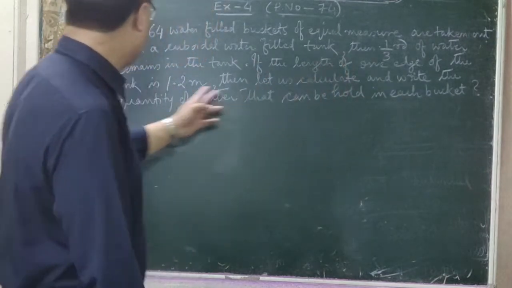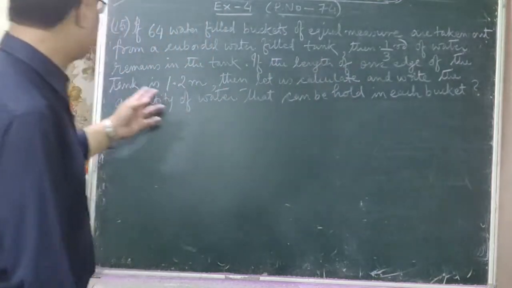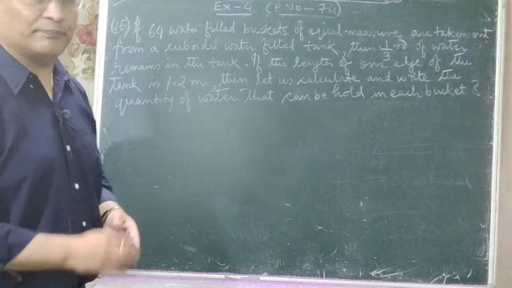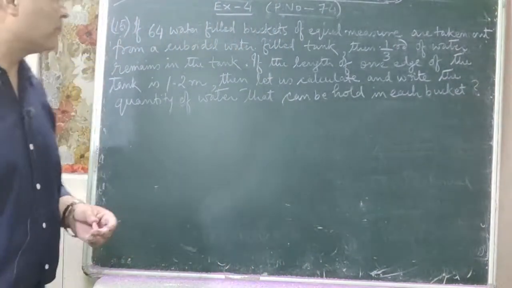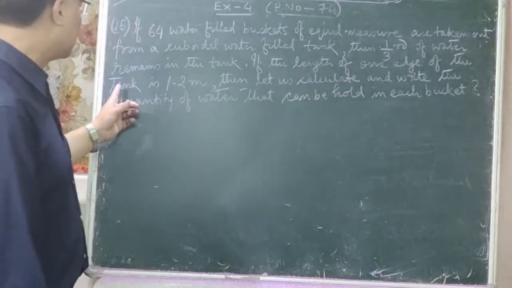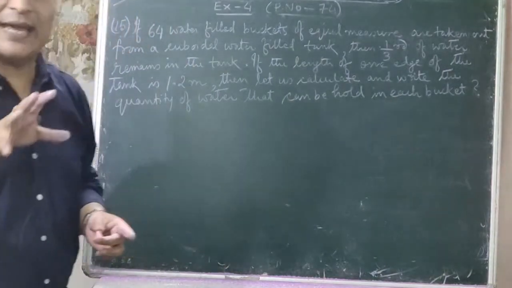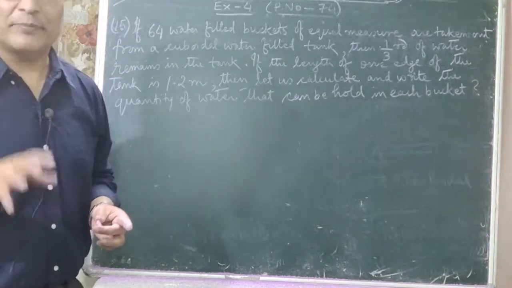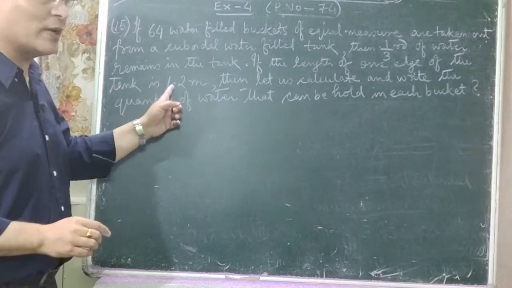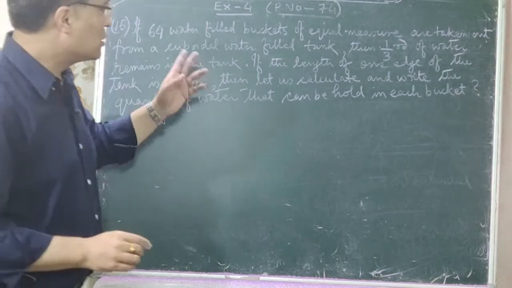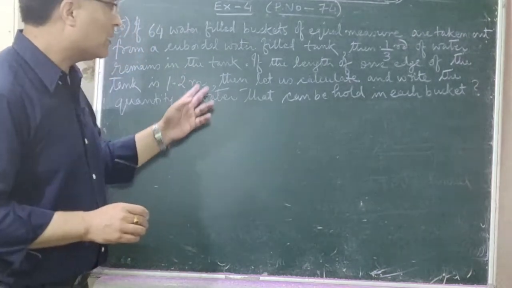If the length of one edge of the tank is 1.2 meter, only one edge of the tank is given. That means the tank is of cube shape. The tank is of cube shape, that is, the length of one edge of the tank is 1.2 meter. Okay, so then let us calculate and write down the quantity of water that can be held in each bucket.